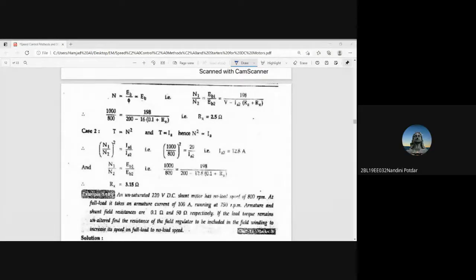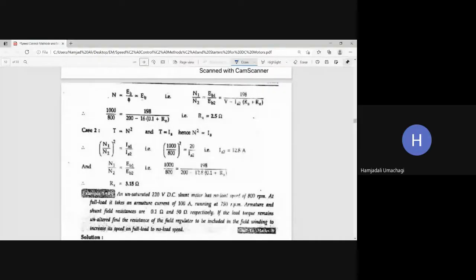12.8. Have you calculated? Yes. Okay, 12.8 ampere. This point is not visible here. So 12.8 ampere. So now we know back EMF equation or speed equation.